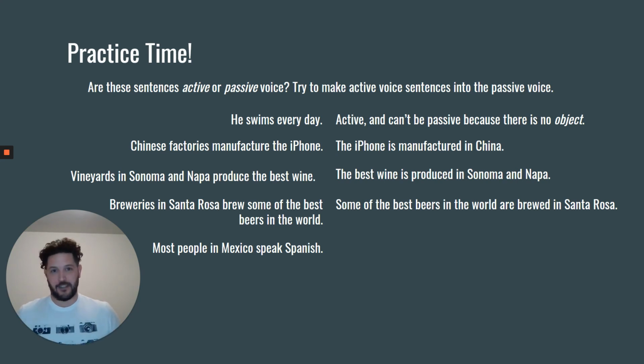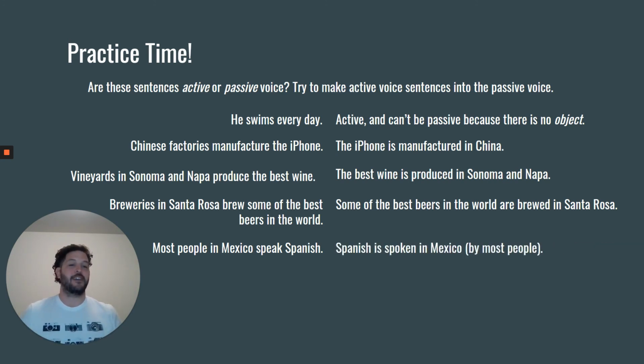What is our subject here? I hope you said most people in Mexico. That's kind of one big subject. What's the verb? Speak. And Spanish. So here we go. Spanish is the object. It's going to go to the front, and we get Spanish is spoken in Mexico. By most people. We're using by most people at the end. And we actually don't need by most people. And you can look at video number 1 to talk more about that.